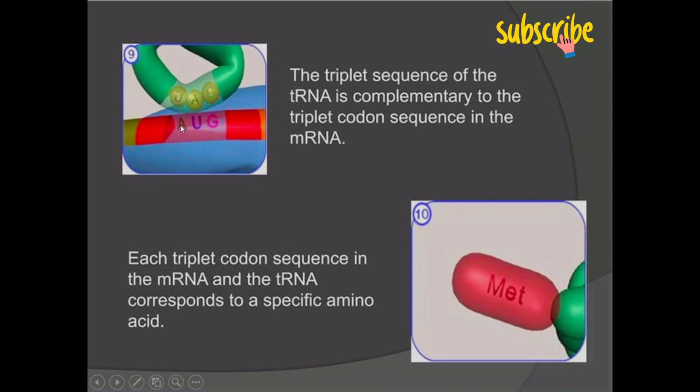You can see here in the diagram that AUG is present in the messenger RNA and UAC is present in the transfer RNA, so they are complementary to each other. And we know that AUG codes for methionine, which is the starting codon. So each triplet codon sequence in the messenger RNA and the transfer RNA corresponds to a specific amino acid.